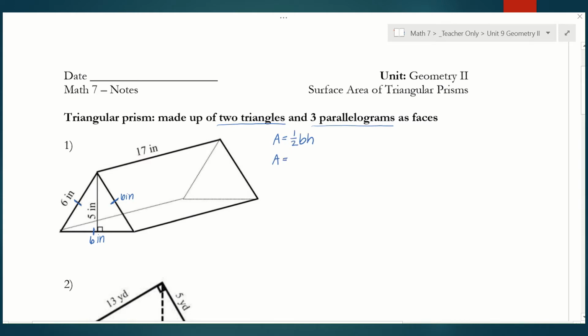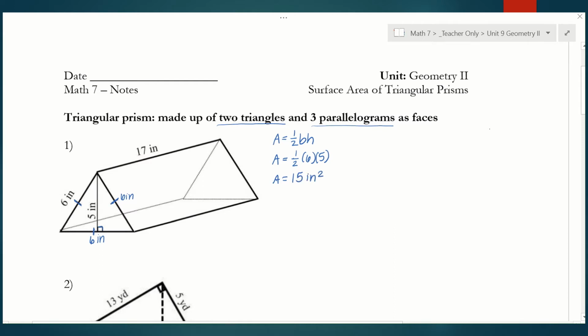And so looking at this triangle, I need to figure out what the base and the height are. So remember, to find the base and height, you kind of look for where the right angle is, and the 2 parts that make that right angle are your base and height. So in this case, my base is 6, and my height is 5. So the area of this triangle, 1/2 times 6 times 5, is 15.